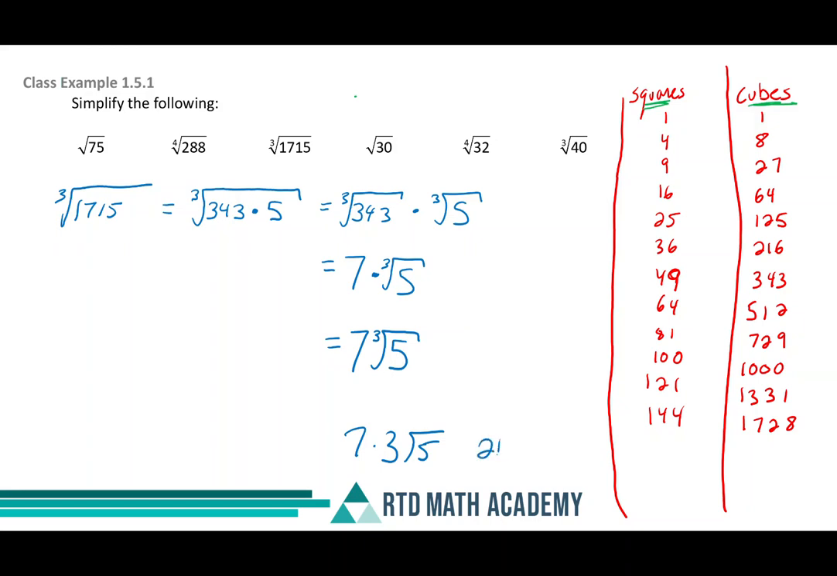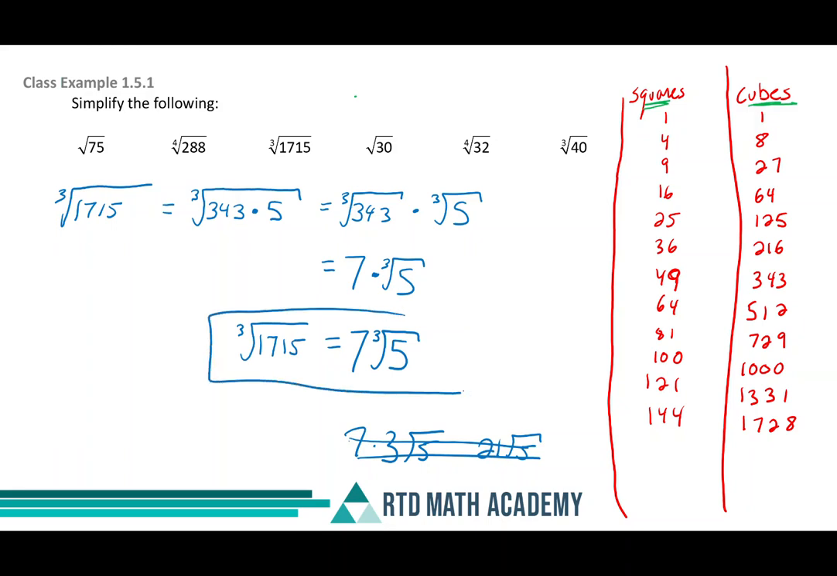That would be the same thing as saying 21 root 5. If you put 7 multiplied by the cube root of 5 into your calculator and compared it with 21 multiplied by the square root of 5, totally different things. So make sure that that 3 or that index there is up above. So we can say the cube root of 1,715 simplifies to 7 cube root of 5.